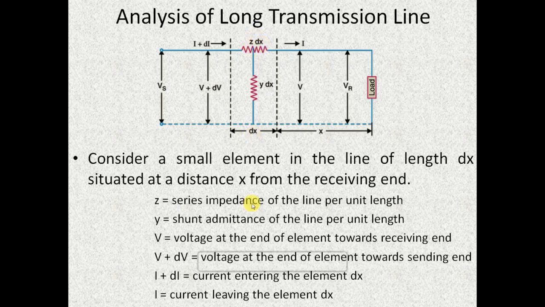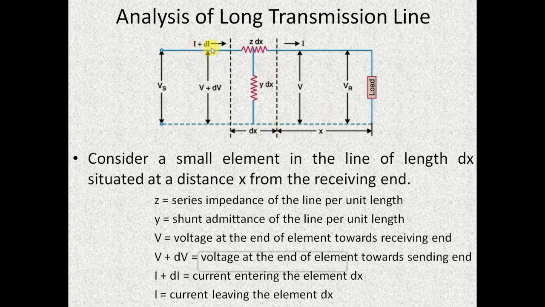As Z is indicating series impedance of line per unit length, therefore for this particular length dx, the impedance will be Z into dx. Similarly, with the case of shunt admittance also, for this element it will be y into dx. This side of the element is said to be the end of element towards the receiving end. Similarly, this side of the element is said to be the end of element towards the sending end. Hence, we can say that V plus dV is actually the voltage at the end of element towards the sending end. Similarly, V can be said to be the voltage at the end of the element towards the receiving end.